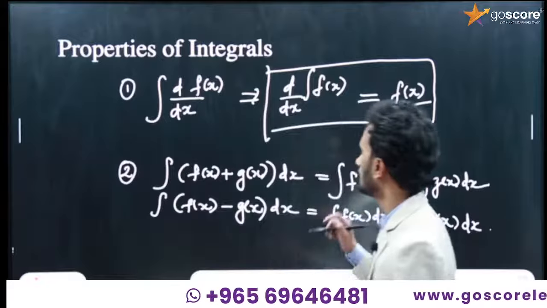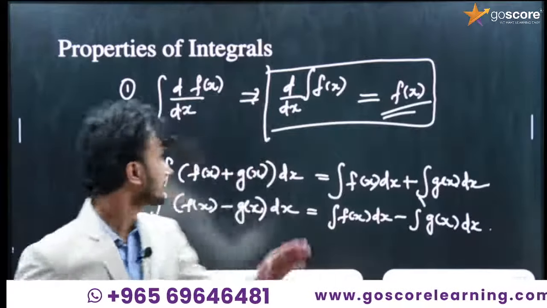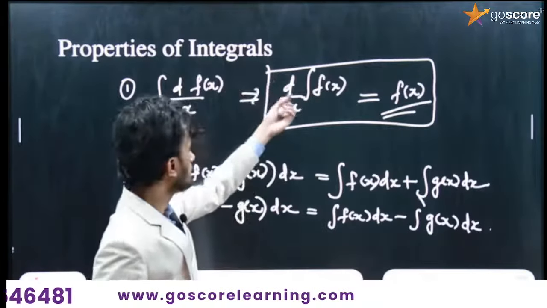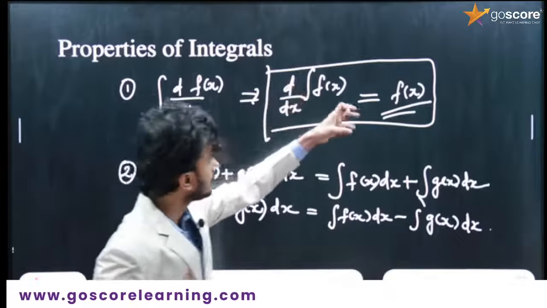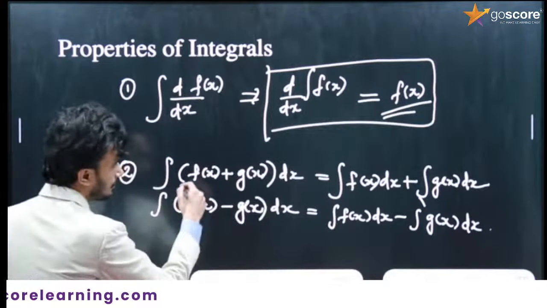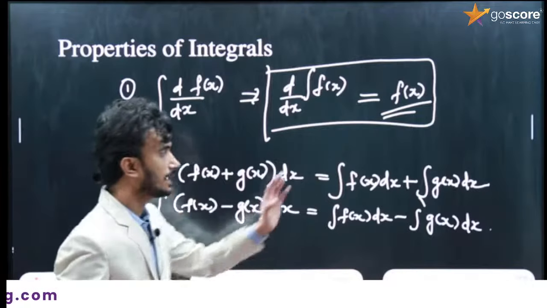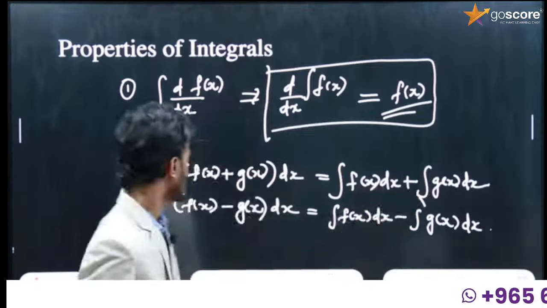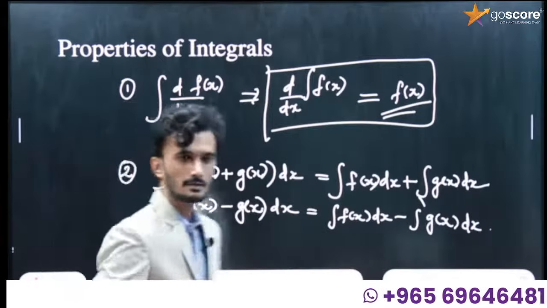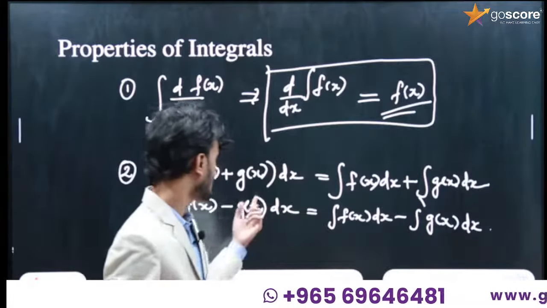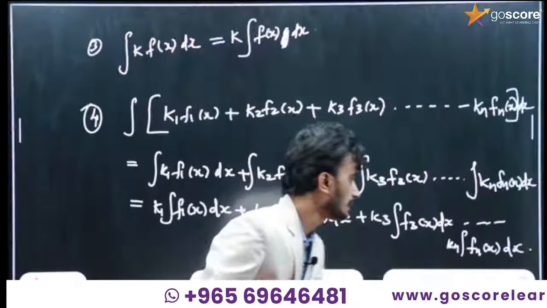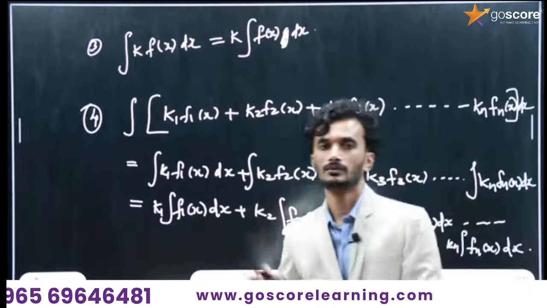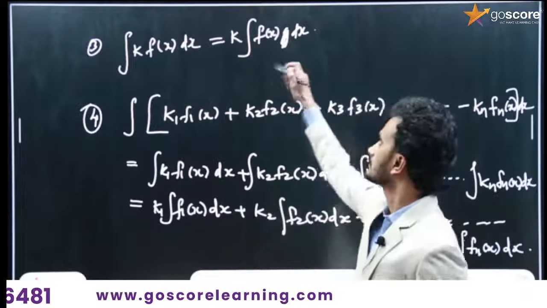Then we discussed the properties of integrals. The first property: the integral of a differentiation is equal to that function. Then for the integral of two different functions, we can take the integration of one function plus the integration of the other function. It is applicable for addition and subtraction. Then when we multiply a constant inside an integral, we can take that constant outside the integral.